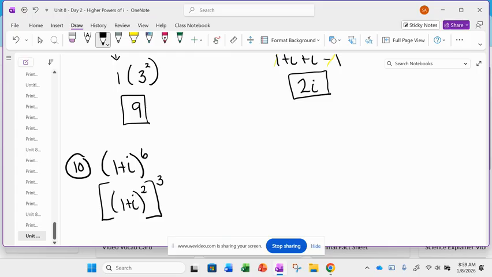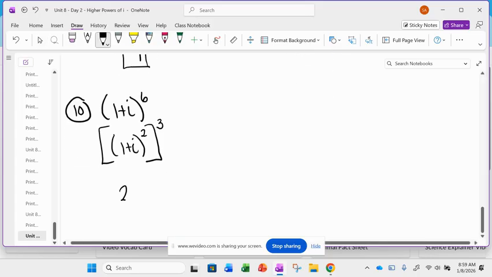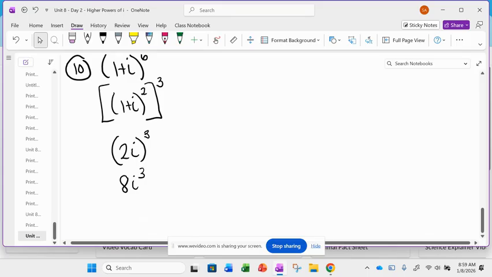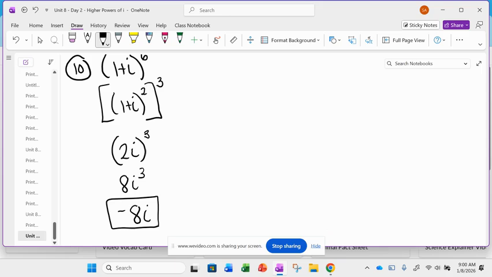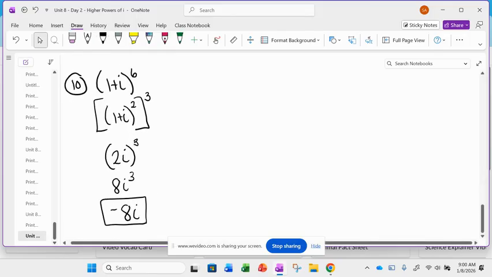Because 1 plus i quantity squared is what? 2i. And if I'm raising a monomial to a power, isn't that a lot easier than having to multiply things out multiple times? So here we have 1 plus i to the 2nd power, which we know is 2i. And now we have 2i to the 3rd power, which is 8i cubed. Well, what's i cubed? -i. So this just becomes -8i. You guys do this one.